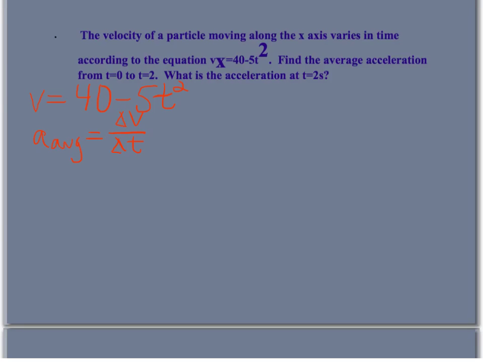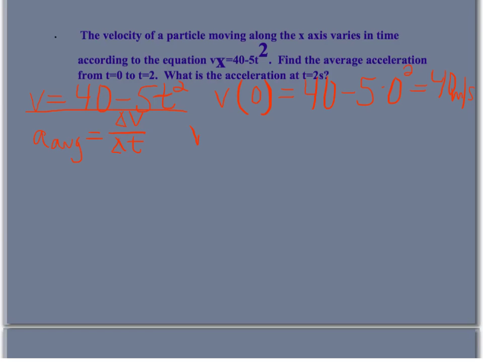Now, finding the change in velocity is going to require that we use this velocity equation that we have here given to us in the problem. If we wanted to know the velocity of the object at time 0 seconds into the motion, we would simply take this equation and plug in 0 as our time, giving us an initial velocity of 40 meters per second.